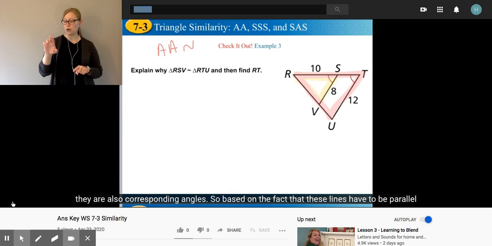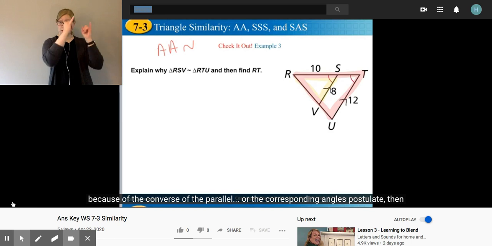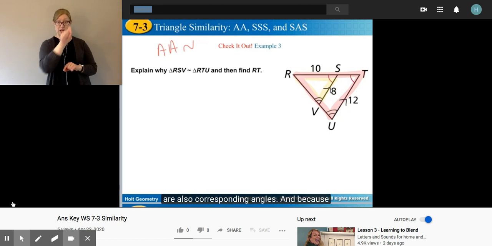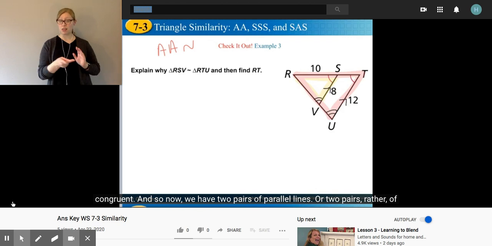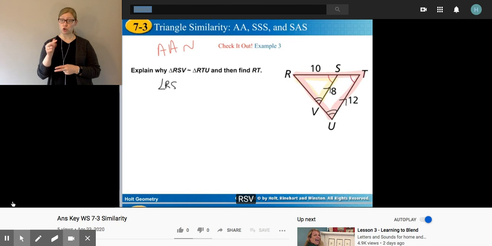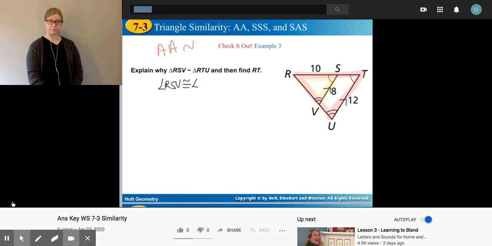Based on the fact that these lines have to be parallel, because of the converse of the corresponding angles postulate, the angles at RVS and RUT are also corresponding angles, and because the lines are parallel, they are congruent. And so now we have two pairs of congruent angles. We know angle RSV is congruent to angle RTU. How do we know that? That was given.